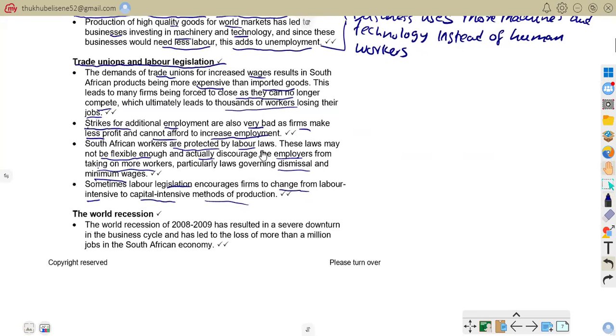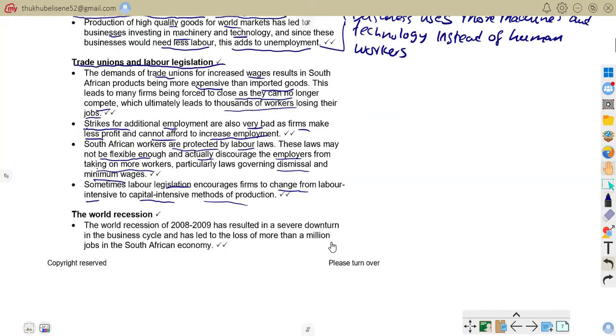Now we come to the world recession. When I talk of the world recession, when the global economy slows down, demand for goods falls, and companies close and reduce staff. That's what it means.